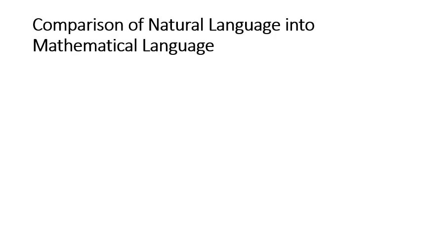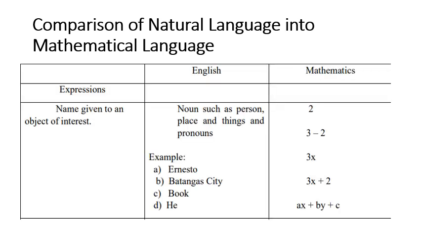Okay, so let's have some comparison of natural language to mathematical language. So, eto, i-explore natin isa-isa. Anong pinagkaiba kapag English language ka magsasalita, or kapag tinatranslate mo na siya into mathematical language? Okay. So, here are some examples. So, makikita niyo sa first column yung expression, and then sa next column yung English, and then sa last column or third column yung mathematics.